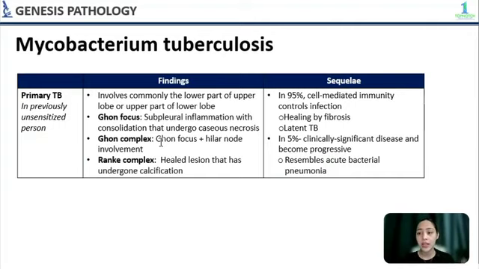Tapos yung tubercle bacilli, it can drain into the lymph nodes. So yung lymph nodes naman, maapektuhan, pwede din siyang mag-caseate. Okay? So this combination of Ghon focus plus lymph node is referred to as the Ghon complex. So in approximately 95% of cases, the cell-mediated immunity is able to control the infection. So there is healing by fibrosis or it can become latent TB. But in about 5%, clinically significant disease develops and becomes progressive. Tapos yung primary progressive TB, parang acute bacterial pneumonia lang yung presentation.